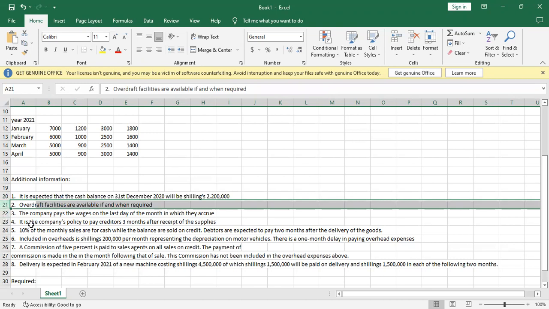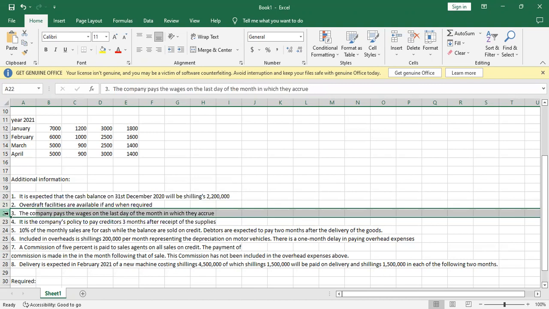Then we have number 3. The company pays the wages on the last day of the month. So they are paying in arrears. They wait for the month to end. Then on the last day of the month, for instance, the wages for January will be paid on 31st January. February will be paid on 28th of February, like that. Then number 4 is the company's policy to pay creditors 3 months after receipts of supplies.